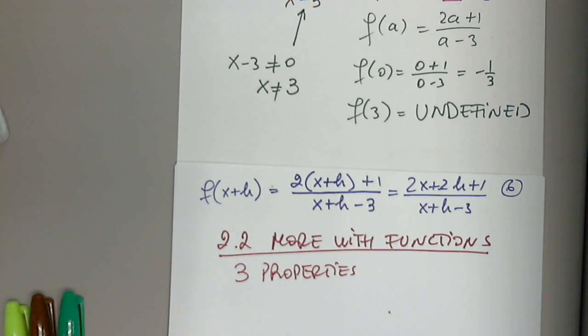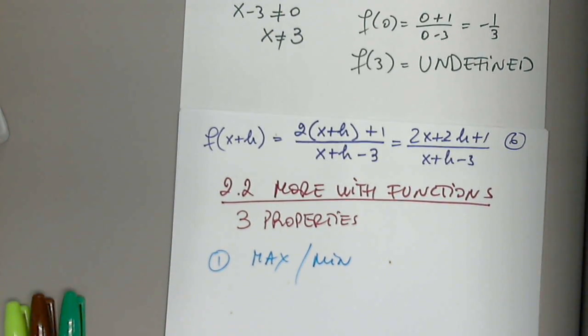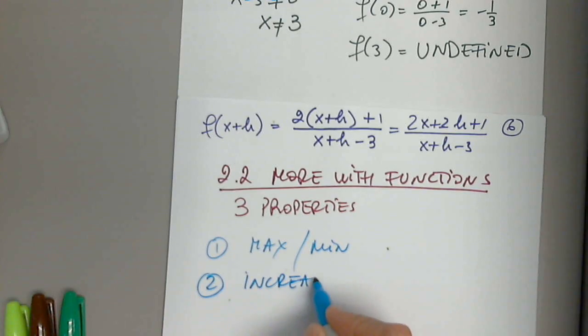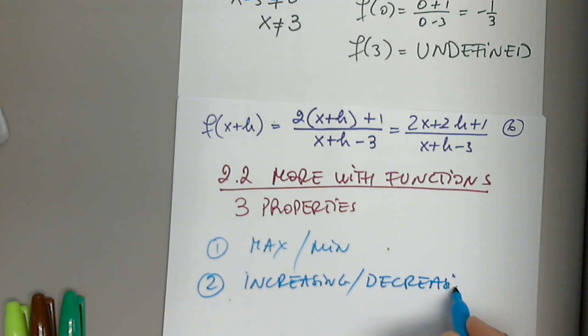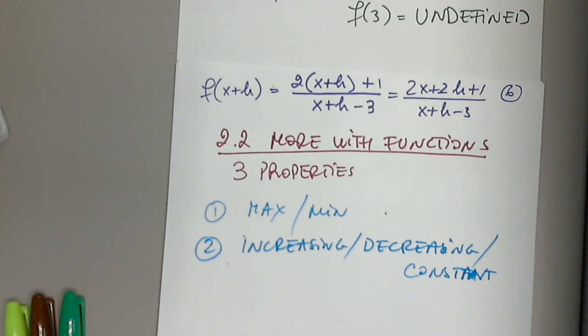Here is one property. Number 1, max min. Okay, let me list them. Number 2, increasing, decreasing, or constant. Increasing, decreasing, constant. Number 3, symmetry.